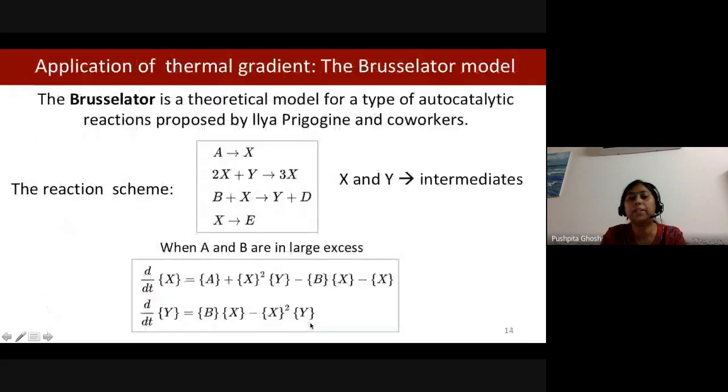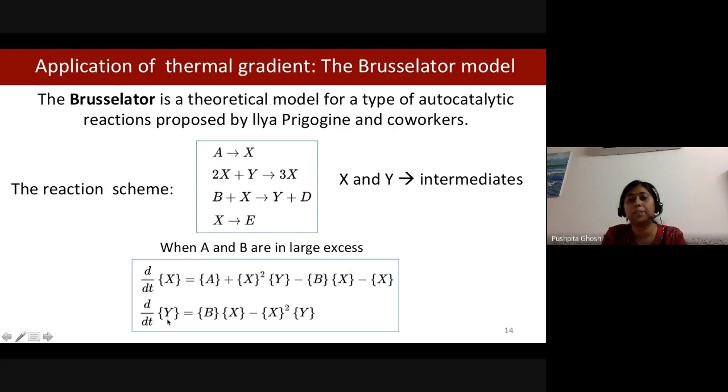So let's briefly talk about this Brusselator system, which is a theoretical model, a very early theoretical model of autocatalytic reaction proposed by Prigogine and co-workers. The reaction scheme follows these steps, where you have reactants like A and B, and from there you can get the two intermediates, which are X and Y. This reaction is autocatalytic.